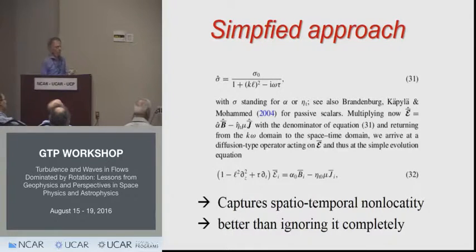Now, how can we understand this result? Remember, the simplified form of non-locality in space and time can be captured by both the Lorentzian profile and this term here, which corresponds to an exponential memory effect in time. Now, this in turn can be moved to the left-hand side of the equation for the electromotive force. And so we can actually turn the electromotive force, which originally was an operator, into a partial differential equation with a time derivative and a Laplacian. It is something that is extremely simple to do, but it is, of course, a simplification. Nevertheless, it captures spatial temporal non-locality and is therefore much, much better than ignoring it altogether.